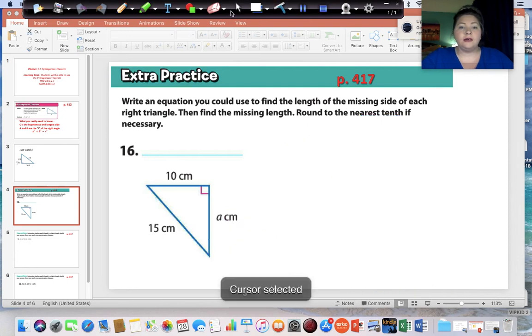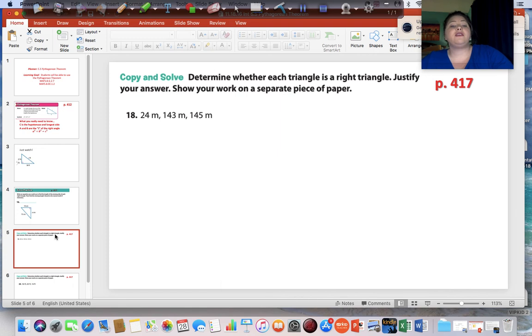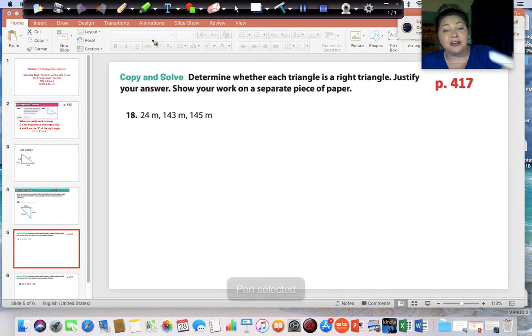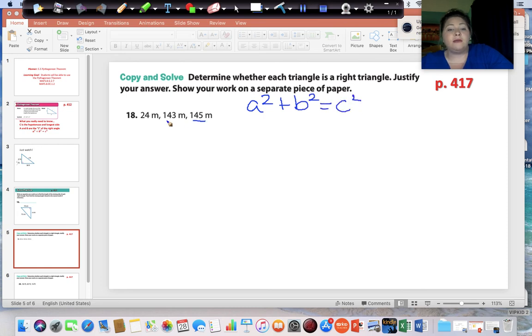Okie dokie, moving on. For these problems, it says determine whether each triangle is a right triangle. Justify your answer. Show your work on a separate sheet of paper. What that means, not on a separate sheet of paper, you're going to show it in this notebook that you're using right now. But what it's saying is that you're going to justify it by showing your work. So you still have to do the same formula, a squared plus b squared equals c squared. And you're just putting in these numbers. It's giving you the 3 numbers. So you're just putting it in there, and you're going to check and see if a squared plus b squared actually does equal c squared.